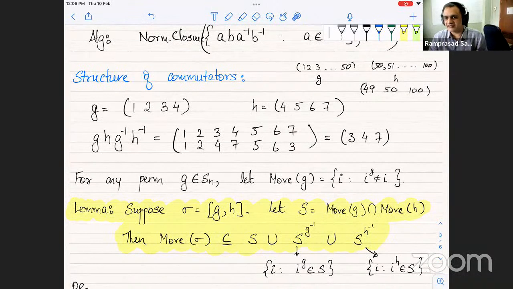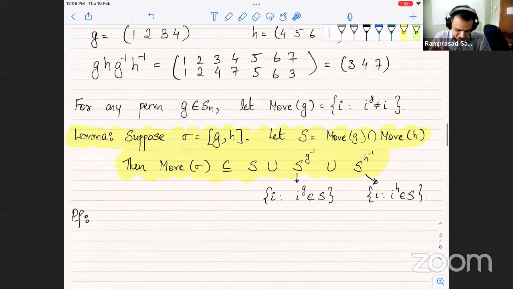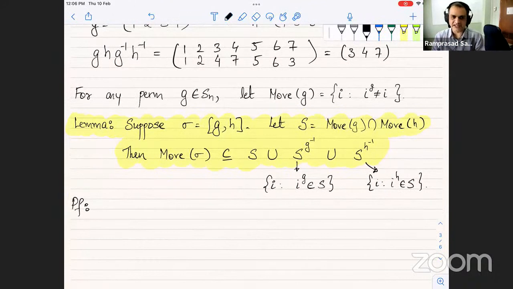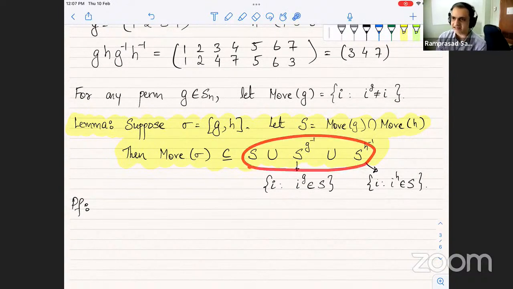So it's not that these are cycles that was important. What seems to be more important is the fact that they together move only one common element. Let's see a proof of this so that we hopefully have a better appreciation of it. We need to do a bunch of case analysis. I want to take an element i that is not present on the right hand side and show that it is not moved by the commutator.